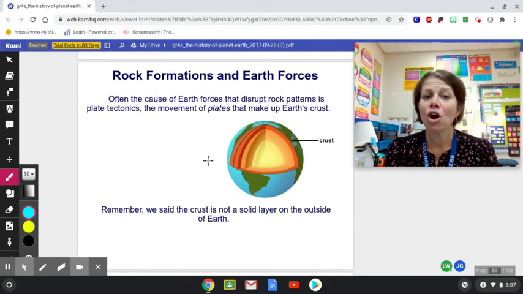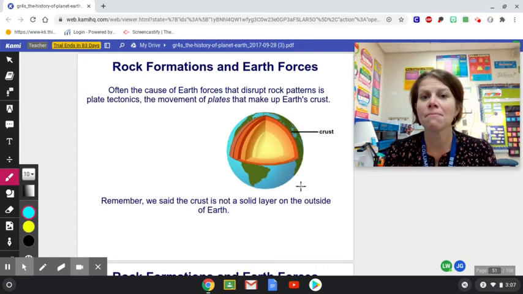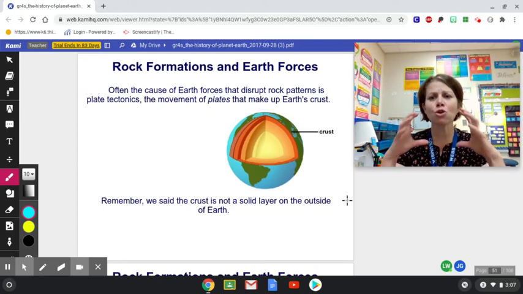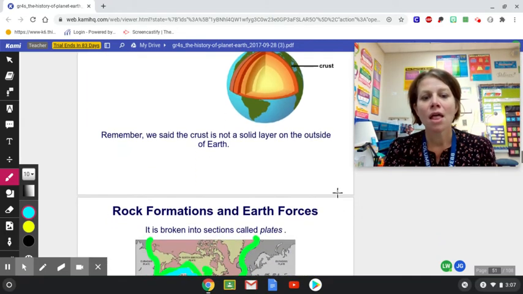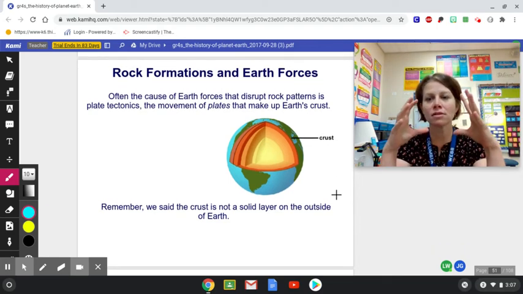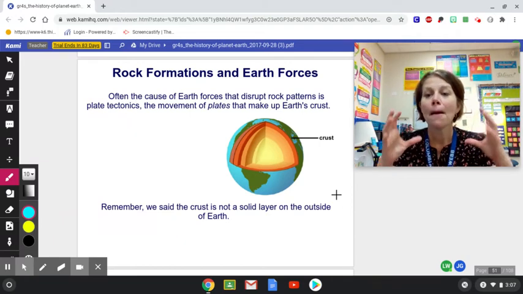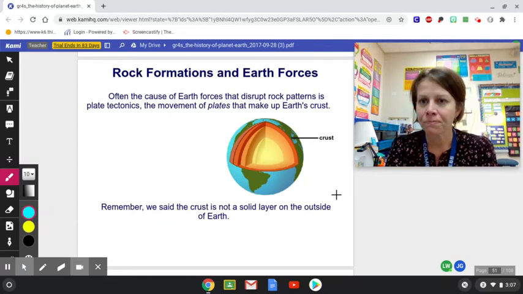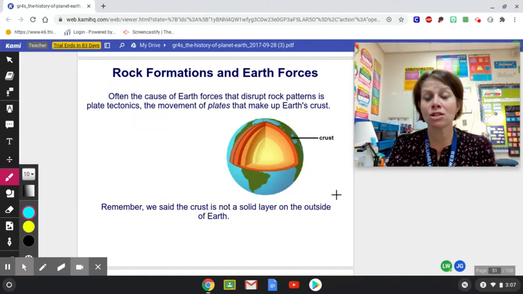So often the cause of Earth's disruption in rock patterns is the tectonic plates and the movement of the plates that make up the crust. Okay, so remember we said the crust was not solid. It is pieces of rock that are floating on top of the mantle, okay? The mantle is liquid rock. So we have the core, the mantle, the crust, okay? The crust has all the pieces of evidence of what Earth history was about, but they're floating on top of this thing called the mantle. Now, as those pieces float, they interact and they cause disruptions.